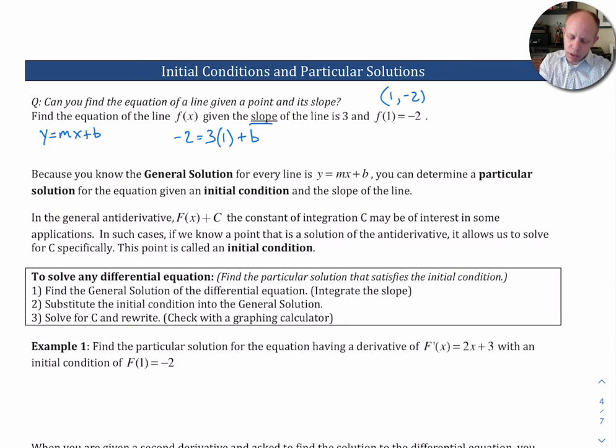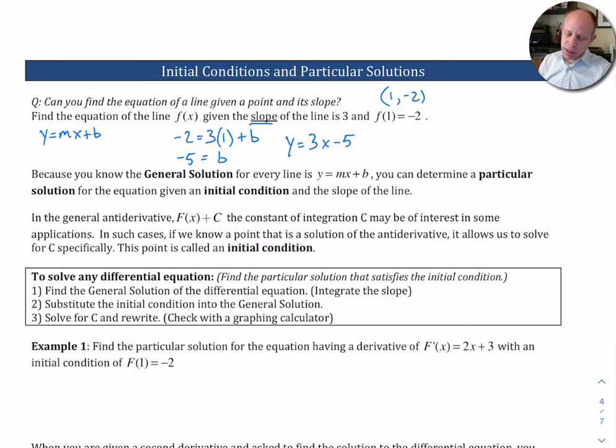So we'll just subtract 3 over, and b is negative 5. And so now we're going to back substitute. We're going to keep the y, the m is 3, and then b is negative 5. Okay, so y equals 3x minus 5 is the equation of the line with a slope of 3 going through the point 1 comma negative 2.